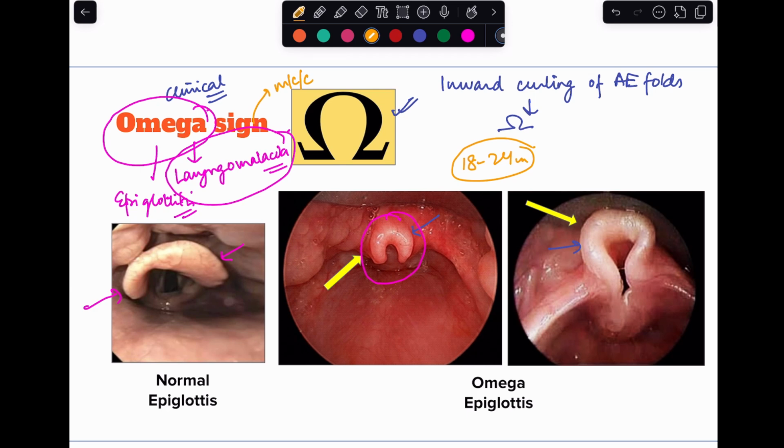Can you also tell me what kind of stridor you see in case of laryngomalacia? The stridor that we see is an inspiratory stridor, which becomes worse when the child is supine or crying. So this is about the omega sign and a little bit about laryngomalacia in general. It's important to remember omega sign is happening because the supraglottis is floppy. The aryepiglottic folds end up curling inwards. This is not because of any kind of infection.